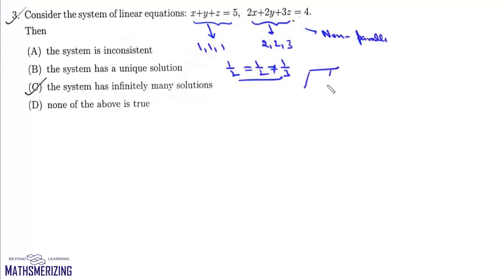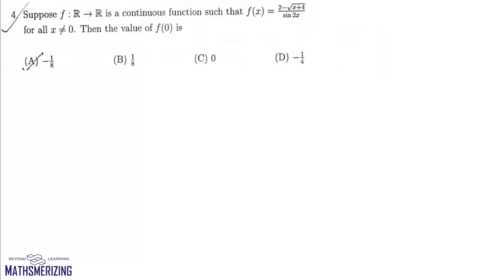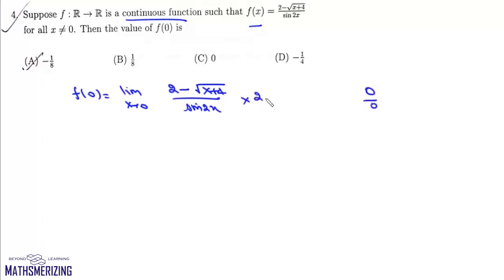Now if the two planes are non-parallel, then they will intersect in a line. So there will be infinitely many points which satisfy this system of linear equations. So this system has infinitely many solutions, and that's your option C. Now question number 4 is, if f is a continuous function such that fx equals 2 minus under root x plus 4 upon sine 2x, we need to find the value of f0. Now f0 will be this limit, x tends to 0, of 2 minus under root of x plus 4 upon sine 2x. Now this is 0 upon 0 form.